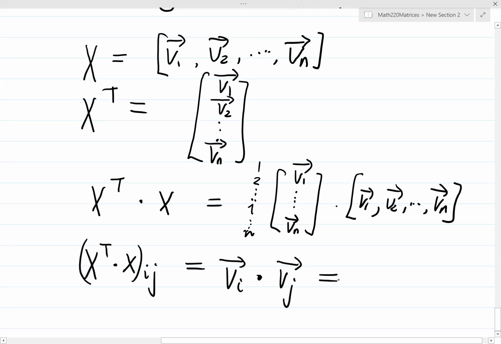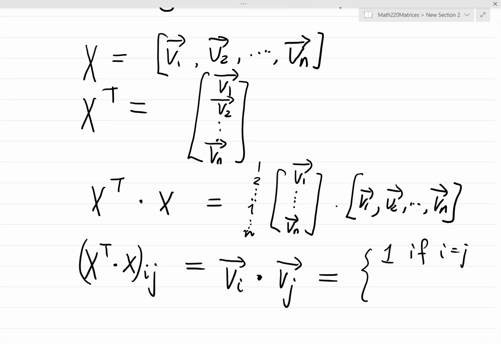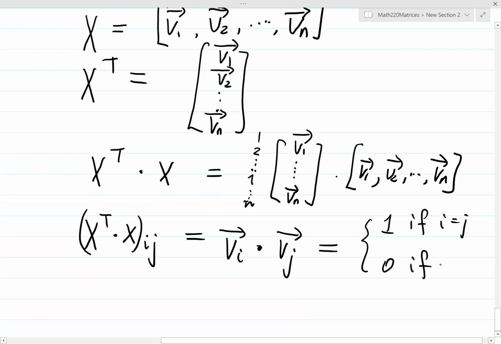Now the dot product, row vector times column vector, is 1 if i equals j. So vi dot vi is 1 because it's a unit vector. It is 0 if i is not equal to j. This is because vi and vj are eigenvectors corresponding to distinct eigenvalues, so they are orthogonal and their dot product is 0.